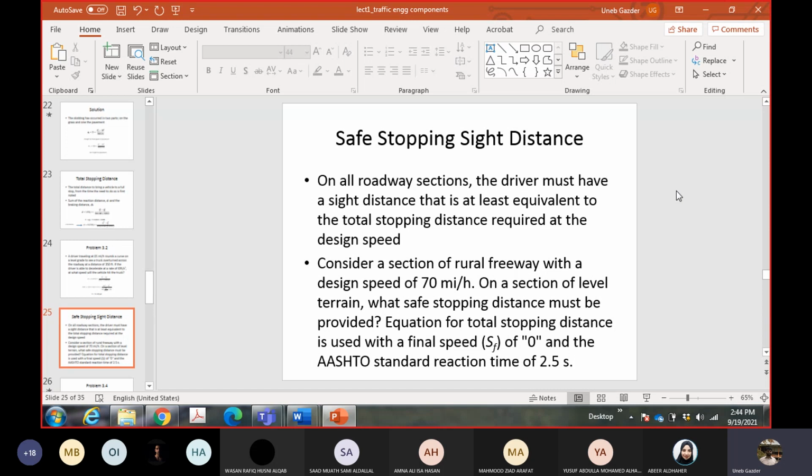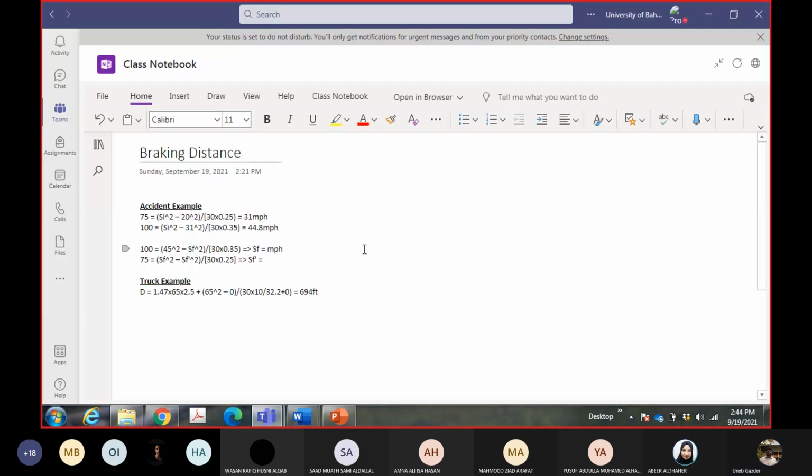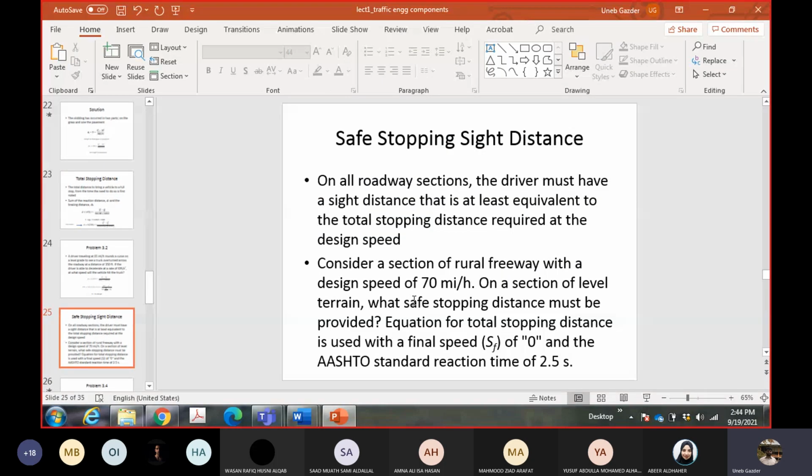The sight distance should have been what you calculated just now, 694 feet. On this curve, when the driver is coming at 65 miles per hour, this must be the sight distance. It is not available, so the driver went on and hit the truck at more than 56 miles per hour. That's why the sight distance must be considered, and this is how it is calculated.